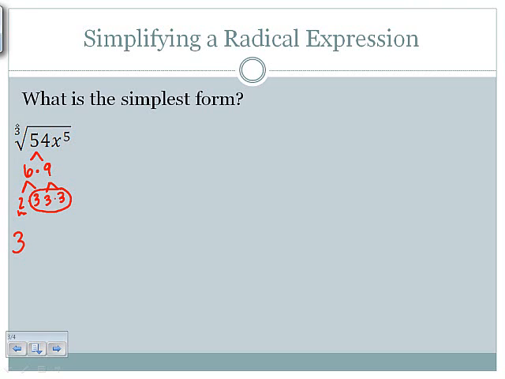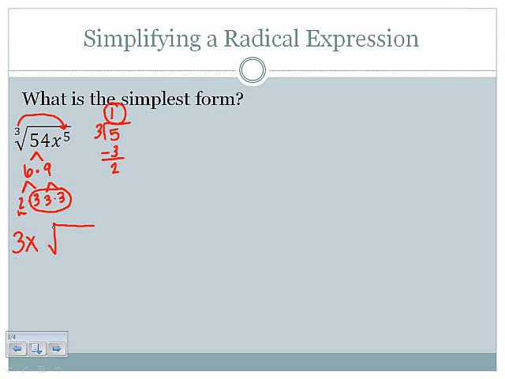Now, we learned yesterday that we take the index and divide it into the power. When you try and divide 3 into 5, it doesn't go in evenly. So what we'll do is we'll say 3 divides into 5 one time with a remainder of 2. How many times it divides is how many x's we get to take out. So we can take out an x to the first power.